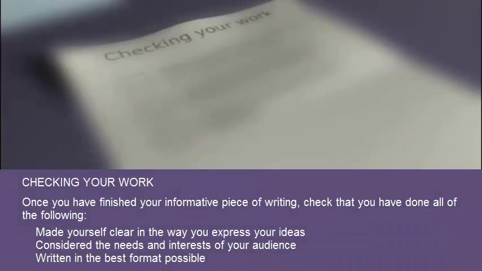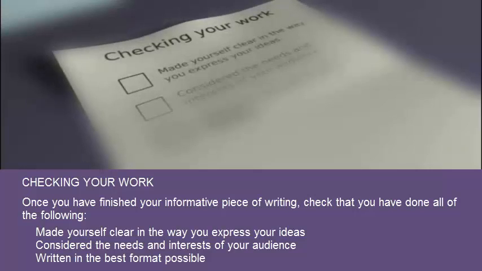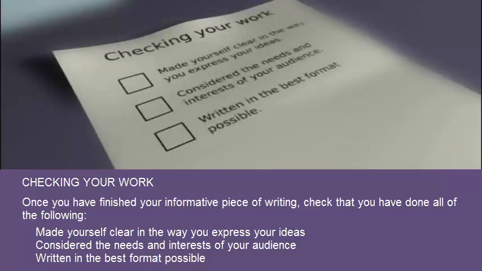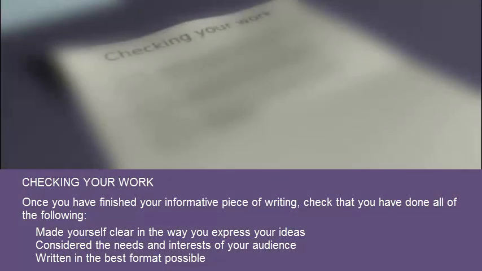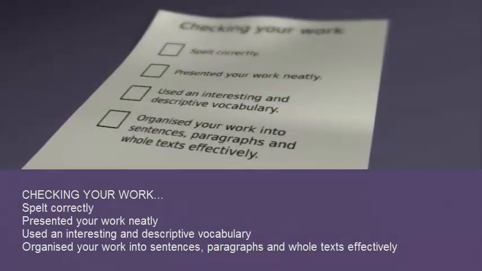Checking your work. Once you have finished your informative piece of writing, check that you have done all of the following. Made yourself clear in the way you express your ideas. Considered the needs and interests of your audience. Written in the best format possible. Spelt correctly. Presented your work neatly. Used an interesting and descriptive vocabulary. Organised your work into sentences, paragraphs, and whole texts effectively.